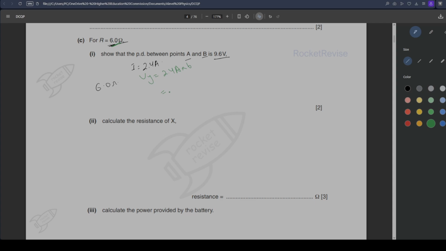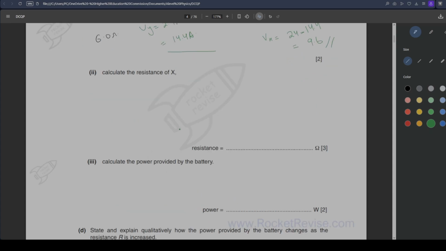That gives a value of 14.4 volts. And our Vx is equal to EMF minus our Vy. Vx is equal to 24 minus 14.4, and that's going to give us 9.6, and that's your answer.